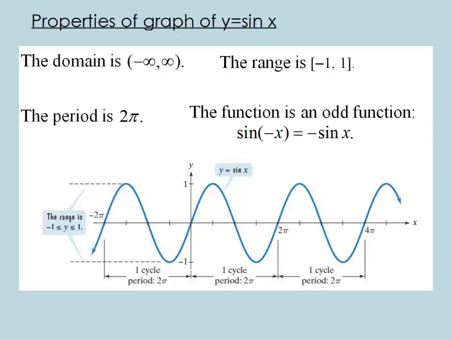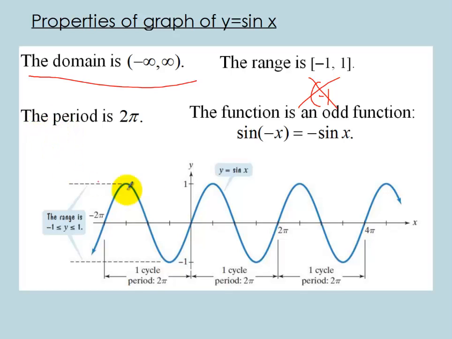Some properties of the graph of y equals sine x: the domain is everything, negative infinity to positive infinity. The range is from -1 to +1. These square brackets mean it includes -1. If you had the curved brackets, it wouldn't include -1.